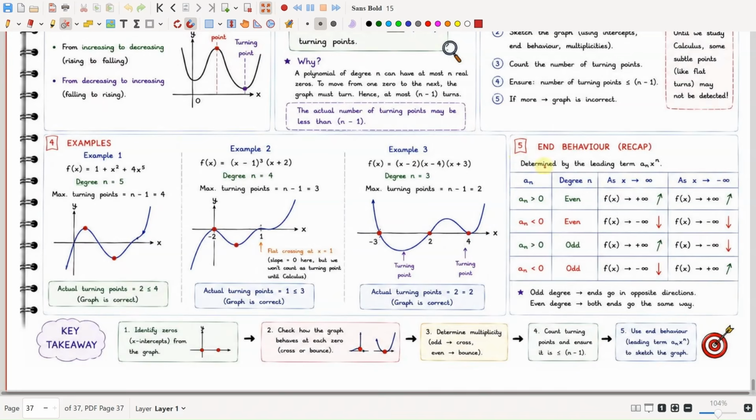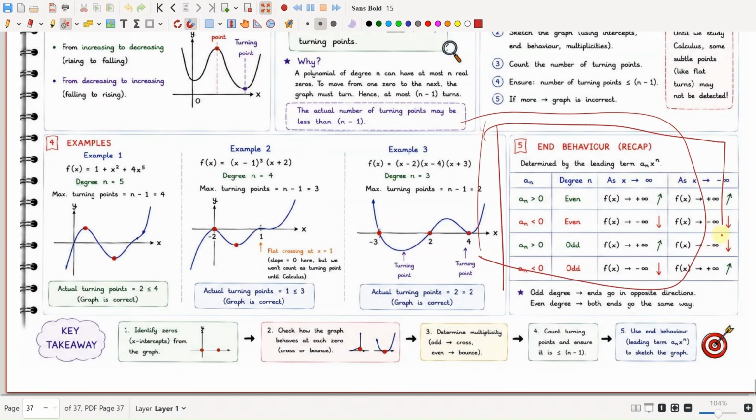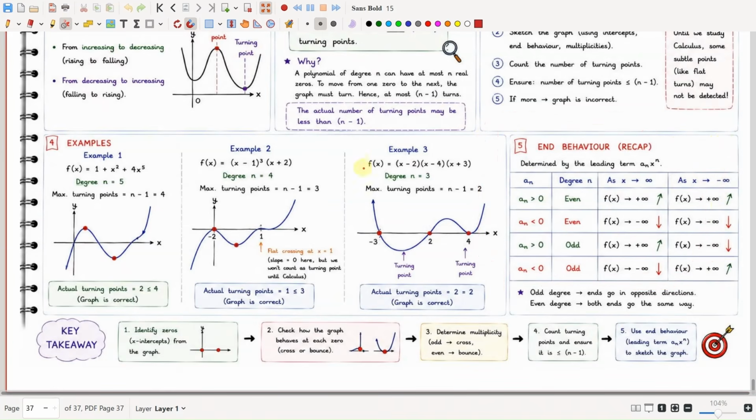See, this is what you have to remember. This table is easy for you to remember to understand the end behavior more clearly. See here, when an is greater than 0 and the degree is even, if x tends to infinity, f of x will also tend to infinity, and if x tends to minus infinity, then f of x will also tend to plus infinity. And if an is less than 0 and the degree is even, then f of x will tend to minus infinity as x tends to infinity, and f of x will tend to minus infinity as x tends to minus infinity.